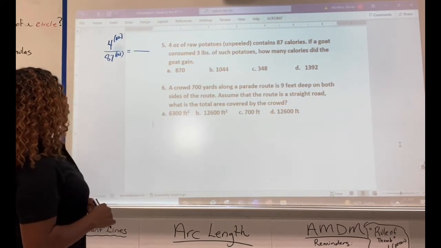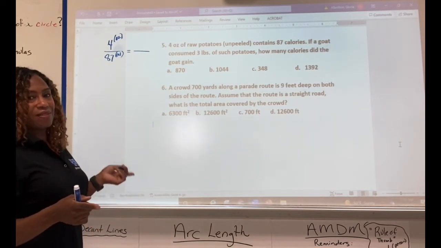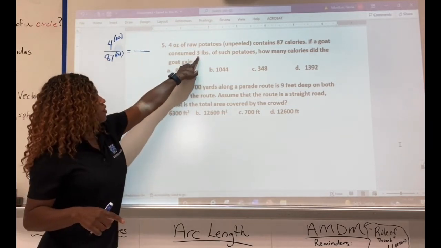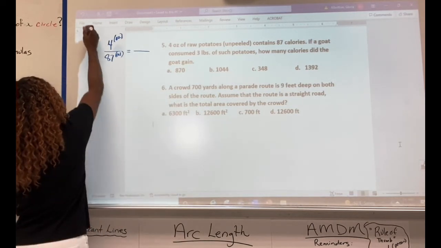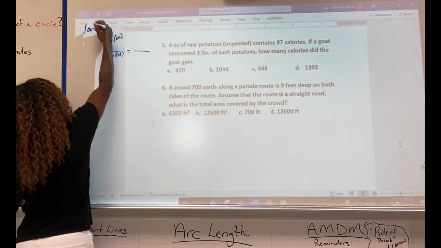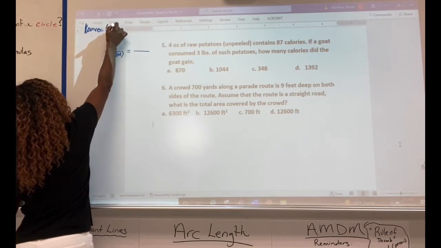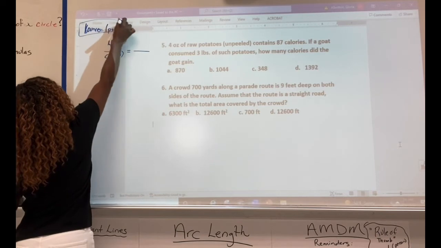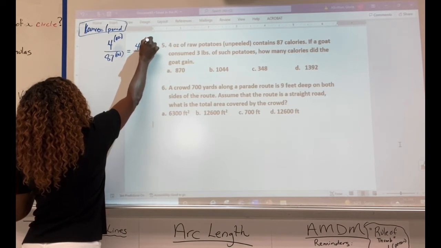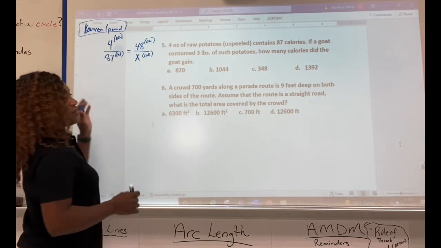So what are we given? Well, we're given that they consume 3 pounds. And there's another issue here. So we have ounces and pounds, and we need to have the same unit. Since we've got 4 ounces, let's actually convert 3 pounds into ounces. And I think most of you know that 1 pound equals 16 ounces. So 16 ounces is 1 pound. So let's use this information. So it means that 3 pounds would be 48 ounces. And then we don't know how many calories. So this is the unknown, and this is our proportion.